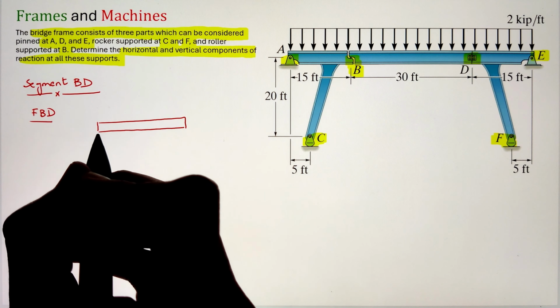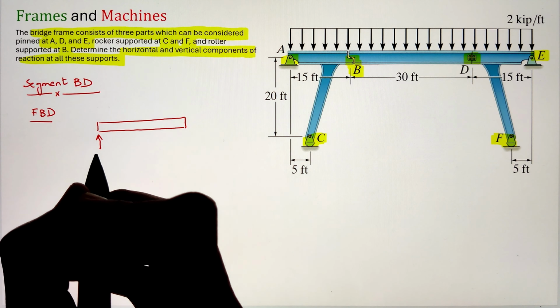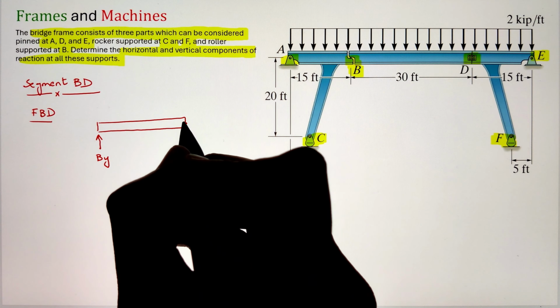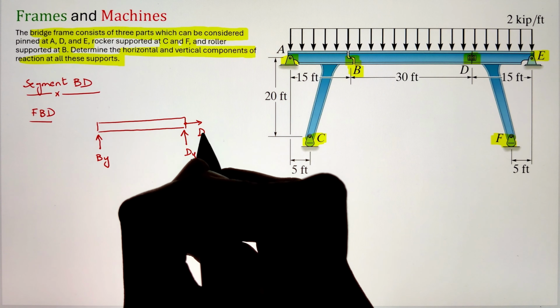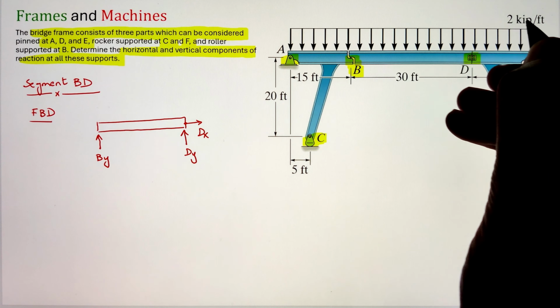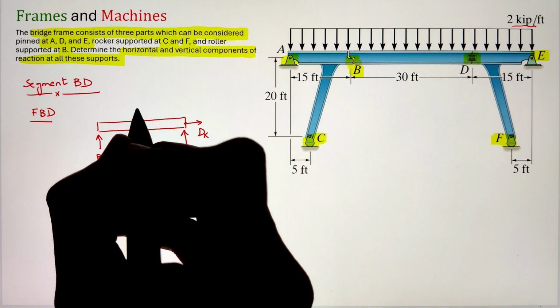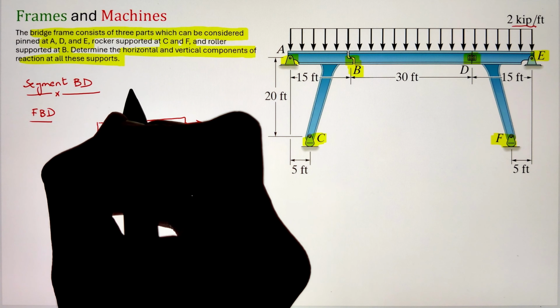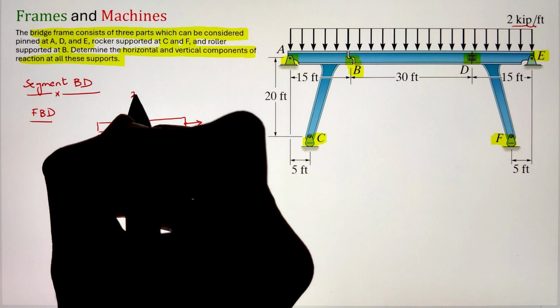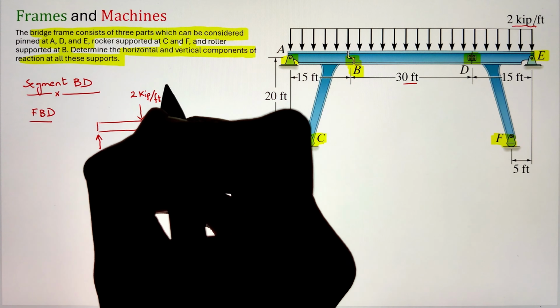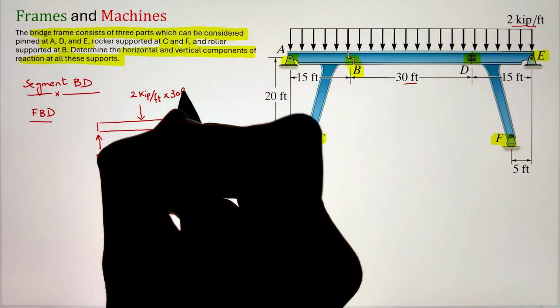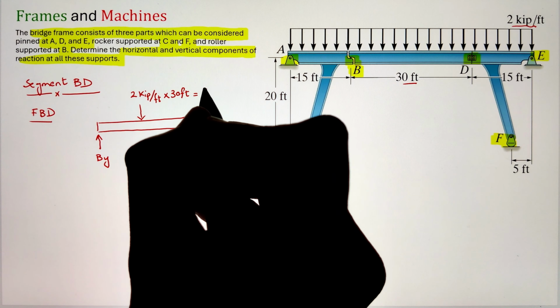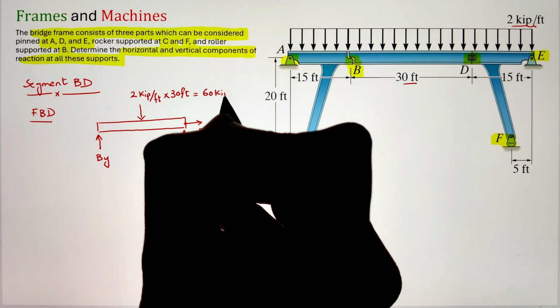Now for the roller support, I have just one unknown going vertically upward, and it is restricting the motion along the vertical direction, whereas for point D, we have a pin support. So we have support reactions both in the X and Y direction. Next, the external load of uniformly distributed loading is applied on the span of 30 feet. So we can convert this distributed loading into a point load by multiplying 2 kip per feet into 30 feet. That gives us a point load of 60 kip.